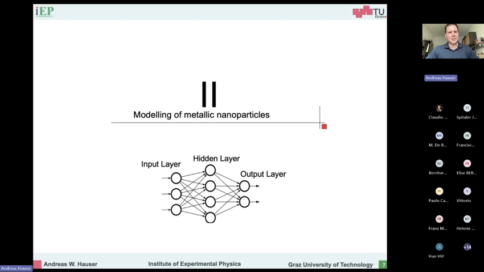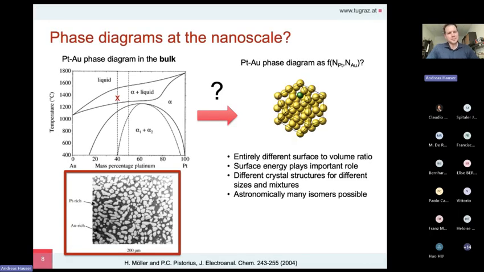And now I come to the second part, which is the actual title of this talk, the modeling of metallic nanoparticles. And here the problem is the following. We are interested in phase diagrams at the nanoscale. So here on this slide, you can see, for example, the platinum-gold phase diagram at the bulk. And you see it's already pretty complicated. We have on this axis the temperature, and on this axis we have the ratio of gold to platinum. And for example, at this dashed line, it would be 60% gold, 40% platinum.